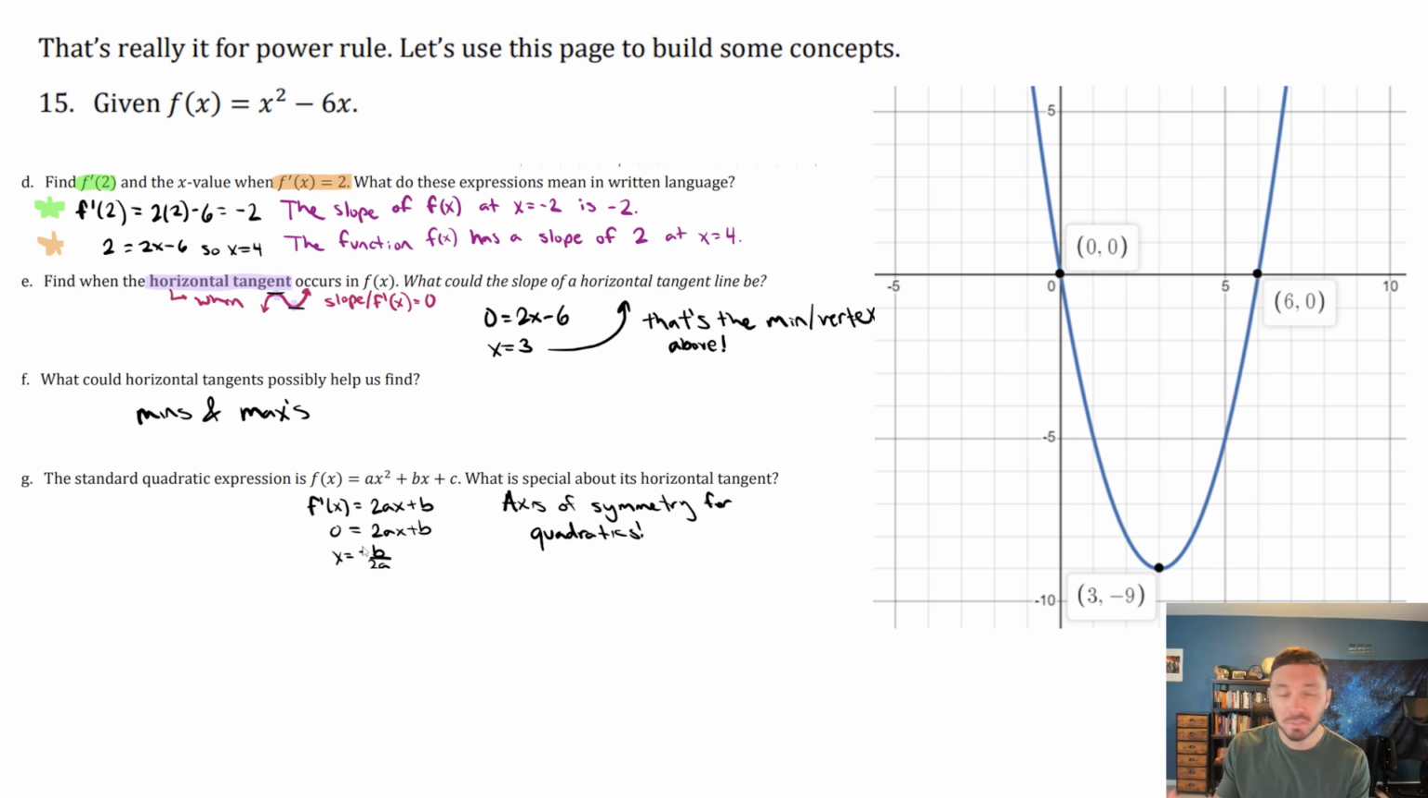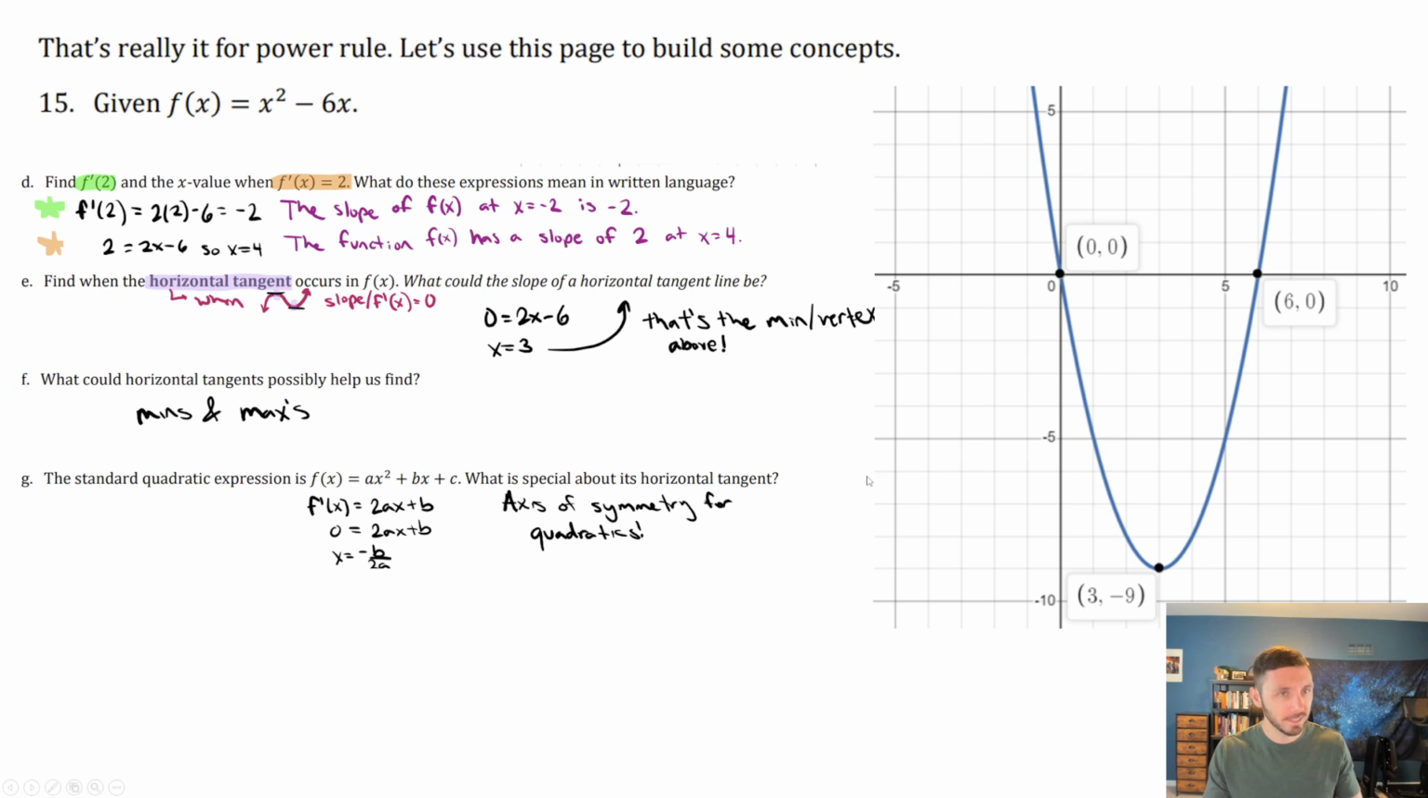So if you vaguely remember negative b over 2a from some random October in Algebra 2, 2 years ago at this point probably, or maybe Algebra 1, 3 years ago, whatever it is, negative b over 2a, am I ringing some bells? That's when you have symmetry within a quadratic. That's when you have a minimum or maximum here. So they all connect. Wow, math is meaningful.